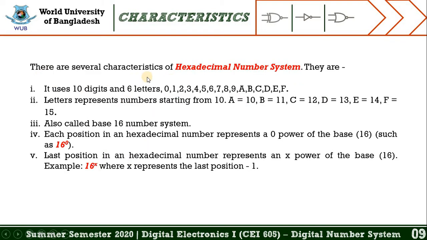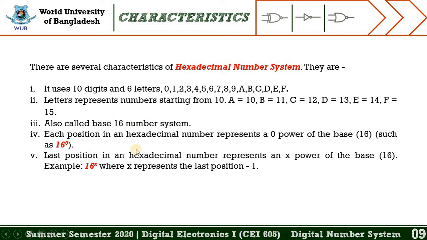From this slide we came to learn the characteristics of the hexadecimal system, such as it uses 10 digits and 6 letters, as we already know. Next one, letters represent numbers starting from 10, which is A is equal to 10, B is equal to 11, C is equal to 12, D is equal to 13, E is equal to 14 and F is equal to 15. This is also called the base 16 number system.